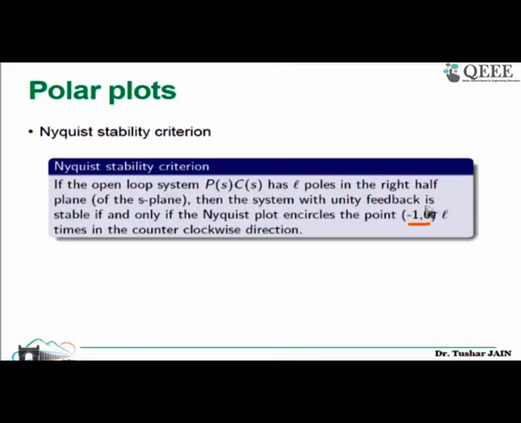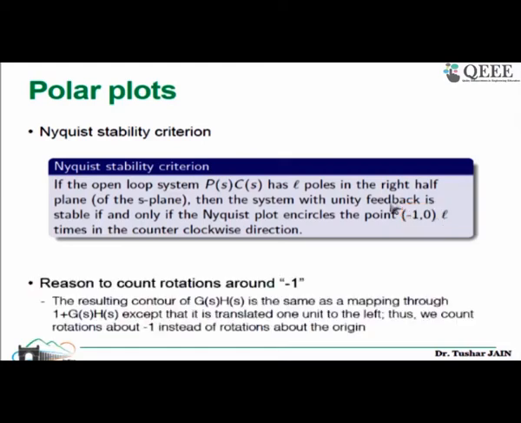So far we were discussing the origin only, but where does this -1, 0 point come from? Why all of a sudden? It is nothing but just a shift, because there we were considering 1 plus GH, the function F. That's why we were considering the origin. Now we are considering the open loop system as a multiplication of the plant and the controller. So that's why this point has been shifted to -1 instead of 0.